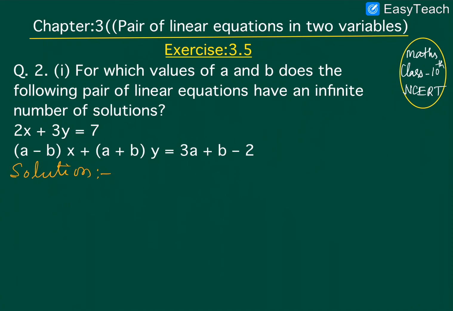2x plus 3y is equal to 7 and a minus b x plus a plus b y is equal to 3a plus b minus 2. This is the given pair of linear equations where we have to find out the values of a and b under the condition that the given pair of linear equations have an infinite number of solutions.